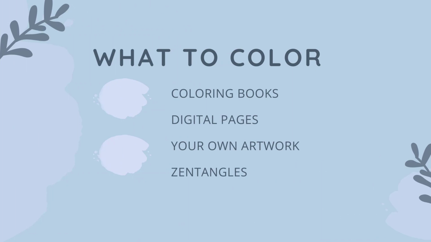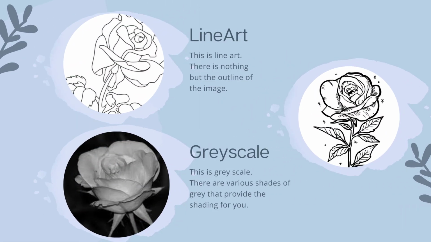There are many things you can color, including your own artwork, but the most common are coloring books and digital pages. The two different types of art that are found in both coloring books and digital pages are line art and grayscale. The top left image is considered line art, where there is nothing but the shape of the object, and the rest is left blank.